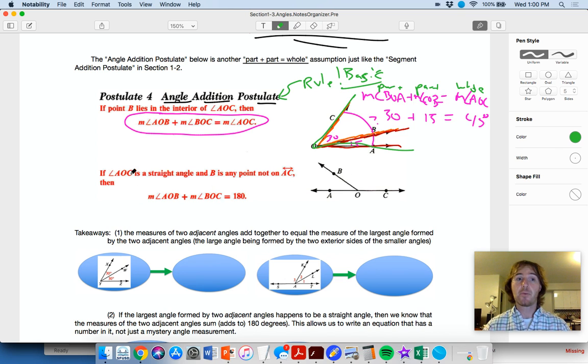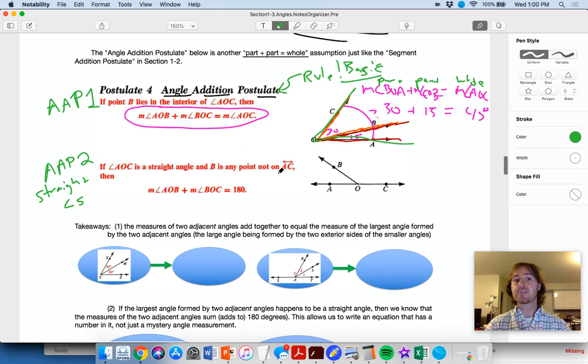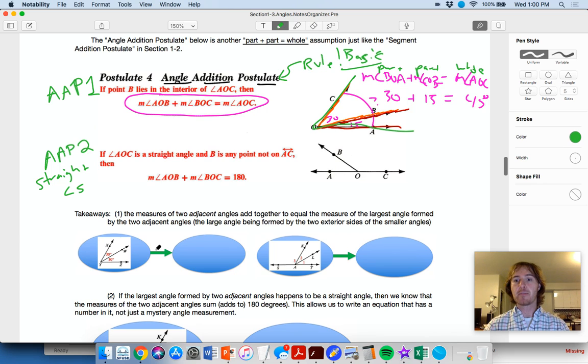Second part, there's actually two parts of the angle addition postulate. I call this angle addition postulate 1 and angle addition postulate 2. Angle addition postulate 2 has to do with straight angles, which we have here. This is the same thing here too. This is just saying our if-then, right? That's another thing to notice here, that postulates are often written as if-then statements. If I know this, remember the if is called the hypothesis, then I can make this conclusion.